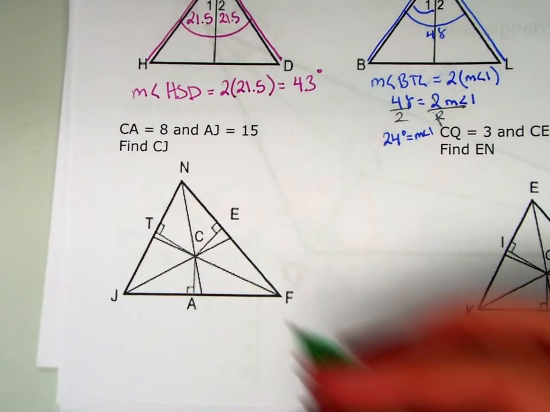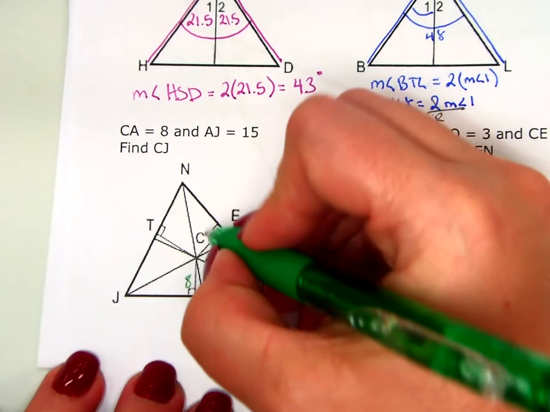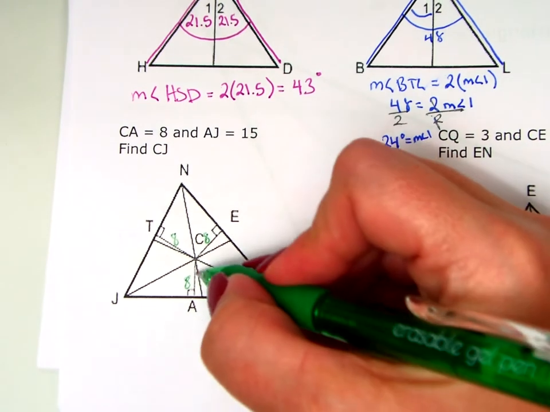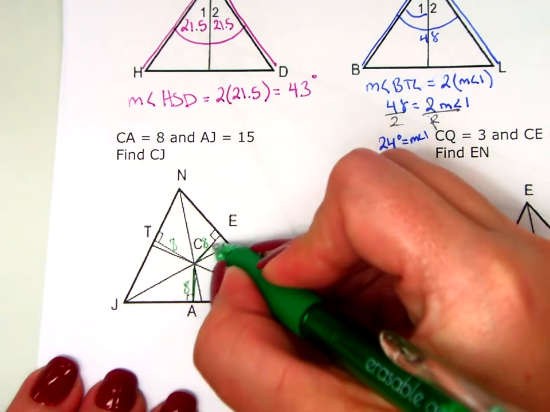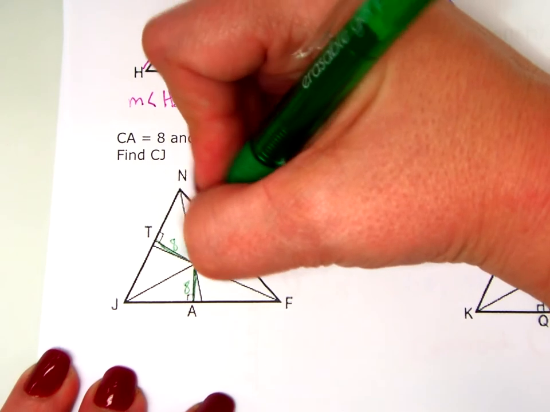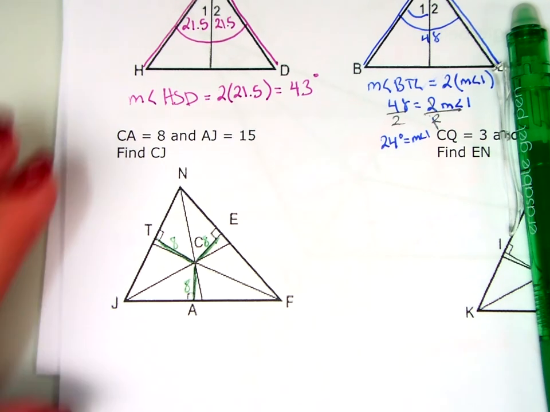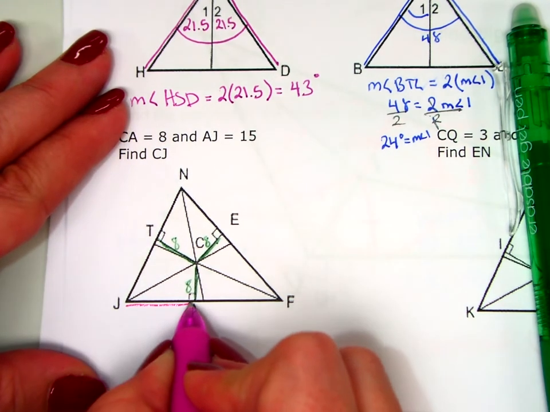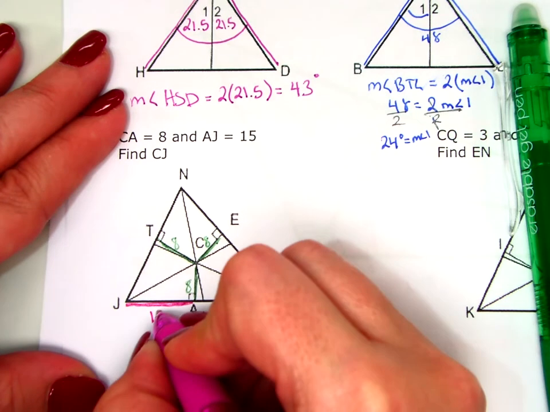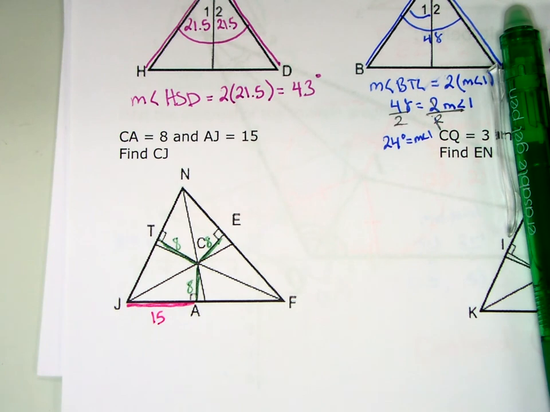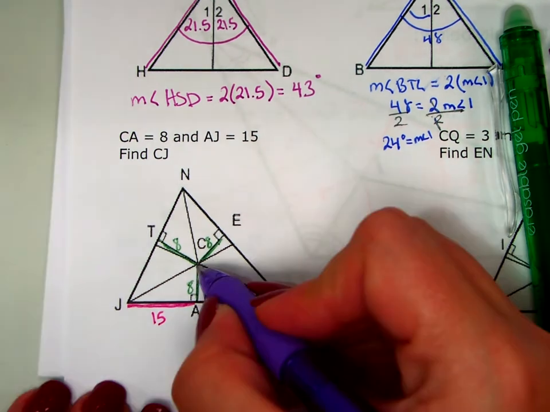CA equals 8. So if CA equals 8, that means CE equals 8 and CT equals 8. All of those equal 8. Okay. AJ equals 15. Now, that doesn't tell me anything about anything else because I don't have necessarily midpoints. I haven't said anything about anything else. So really, that's all we know. AJ is 15. There's nothing else I know from that. Find CJ.